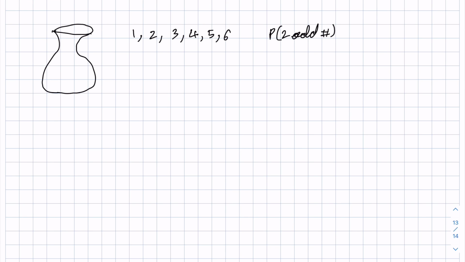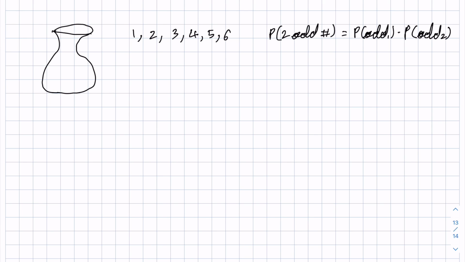So the probability of two odd numbers is basically the probability of the first ticket being odd, which I'm going to call odd 1, times the probability of the second ticket being odd, which I'll call odd 2. So this is similar to our previous problem, where we have both of these possibilities multiplied against each other.